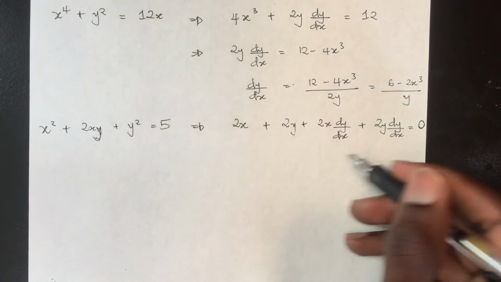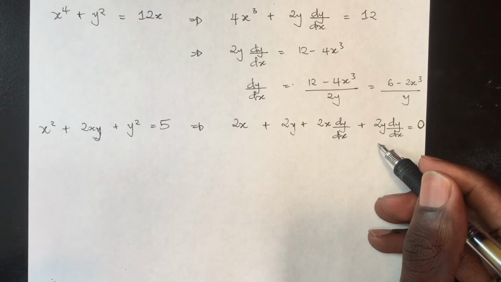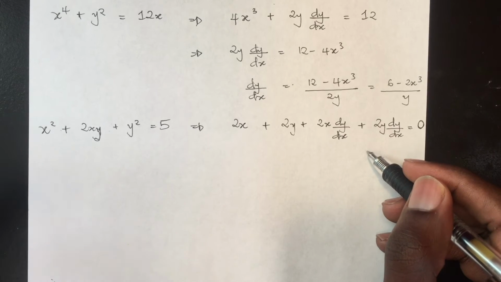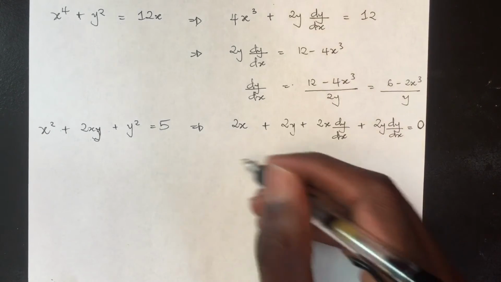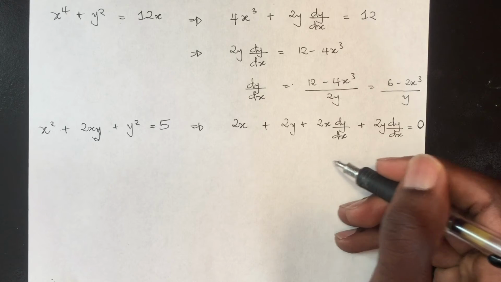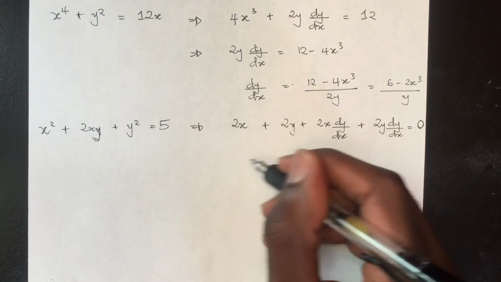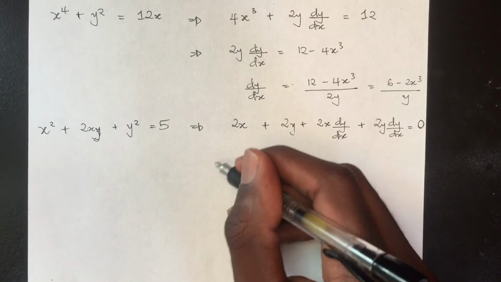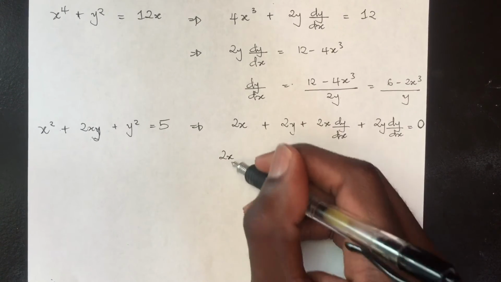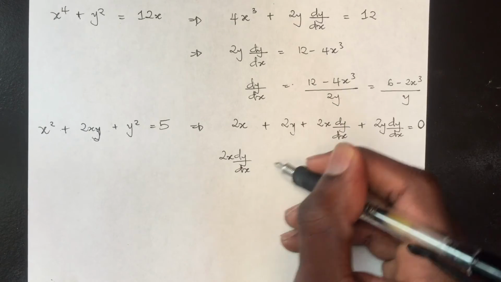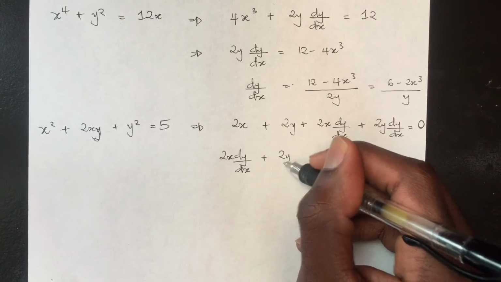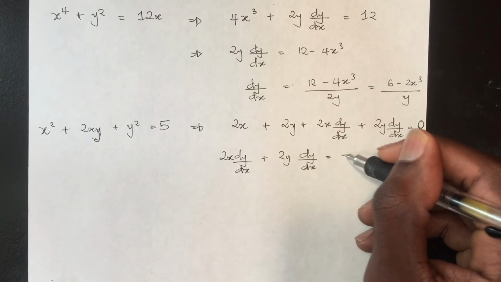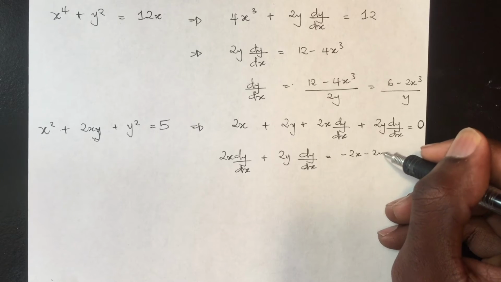And then basically from there, we just want to group the dy dx terms and send everything else to the other side of the equation, so we can have dy dx stand by itself. We're going to send 2x and 2y to the other side of the equation. So we're going to have 2x dy dx plus 2y dy dx equals negative 2x minus 2y.